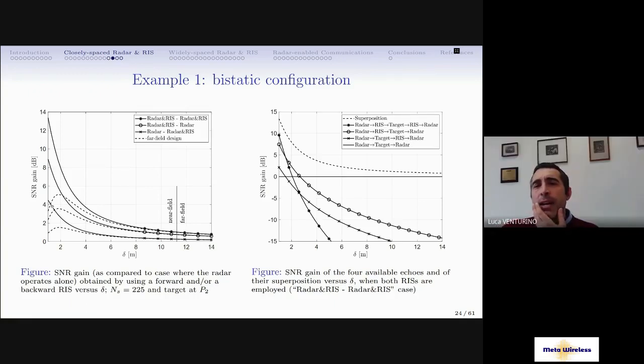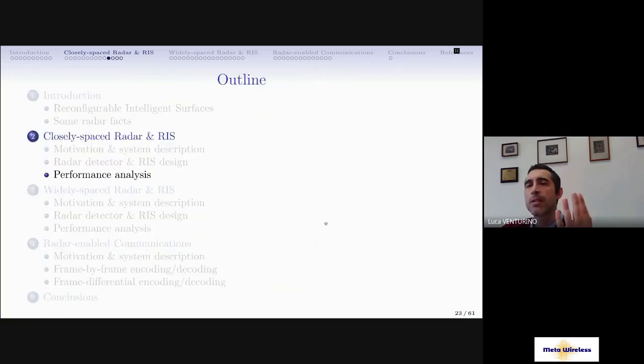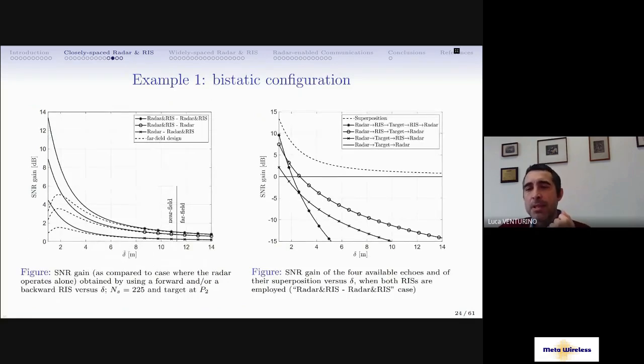Now, let's look at the dashed lines that you see here, overprinted along the solid lines. These dashed lines correspond to the solution that you get if you consider the closed form expression under the far field deployment. So if we design the RIS by simply taking this closed form expression that you would have in the far field, what do you get? Well, these are the performance. Of course, when the distance between the RIS and the radar increases, the dashed line converges to the solid line because, at some point, we reach the far field condition. But when the distance delta is small and we are in the near field, the gap between the two gets larger and larger. Okay.